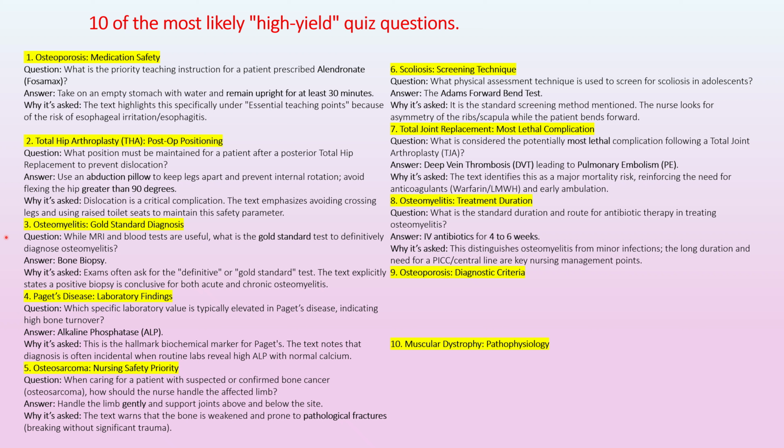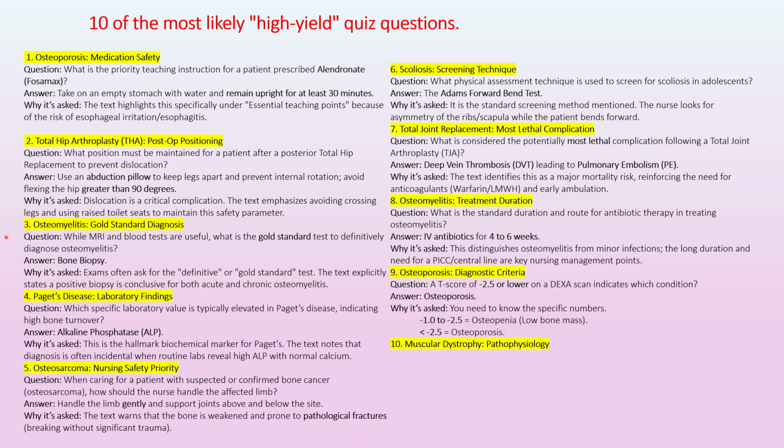Osteomyelitis treatment duration. What is the standard duration and route for antibiotic therapy in treating osteomyelitis? IV antibiotics for 4 to 6 weeks. It's asked because this distinguishes osteomyelitis from a minor infection. The long duration and need for a PICC or central line are key nursing management points.